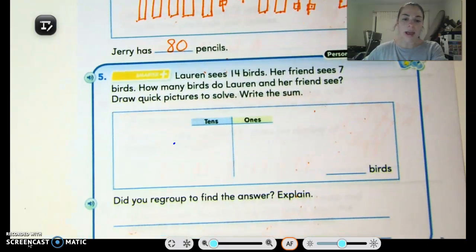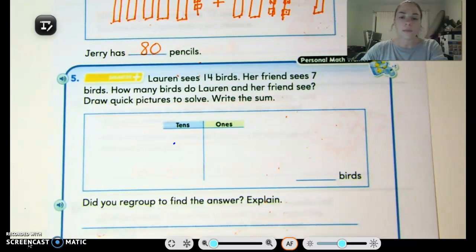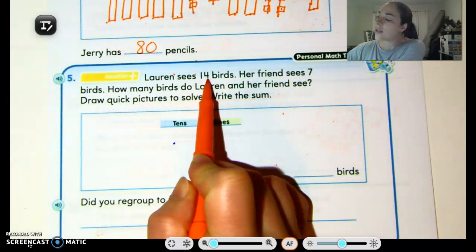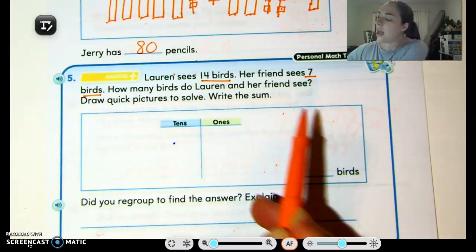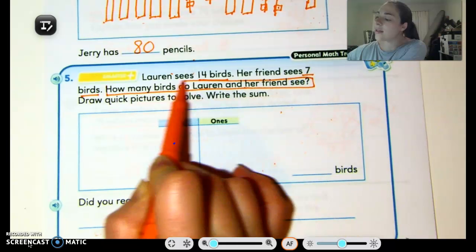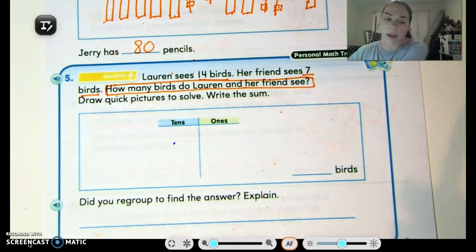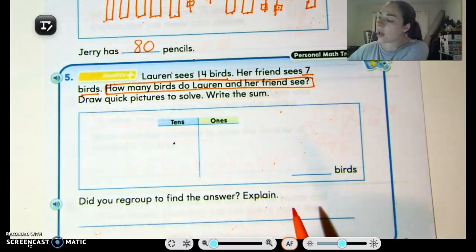Number 5, 2 more. Lauren sees 14 birds. Her friend sees 7 birds. How many birds do Lauren and her friend see? Draw quick pictures to solve and write the sum. So Lauren sees 14. Her friend sees 7 birds. How many do Lauren and her friend see? So we want to show how many they saw in all. Draw quick pictures to solve, write the sum.